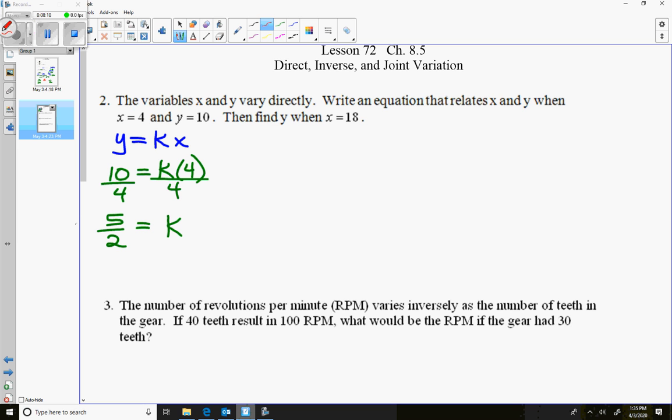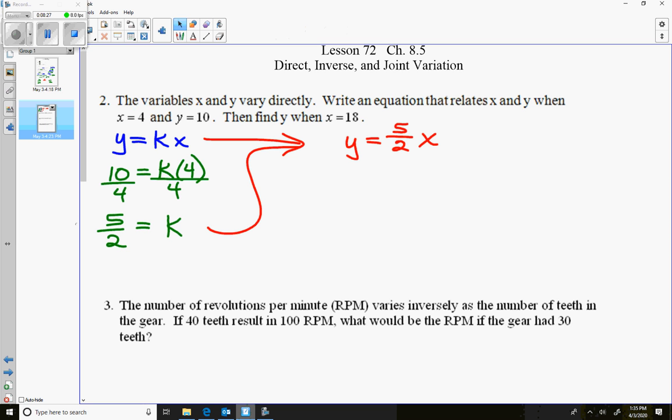Step 3, put steps 1 and 2 together. So step 1, it's y equals kx, where now I know k is 5/2. So we get y equals 5/2 x. There's your prediction equation. That was step 3. That is the prediction equation. That's how the x and y are related.